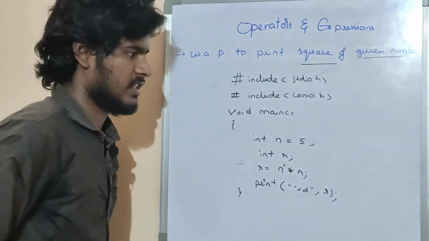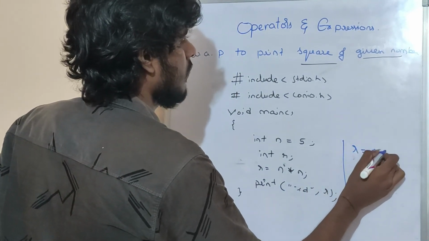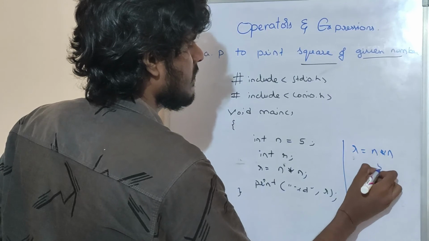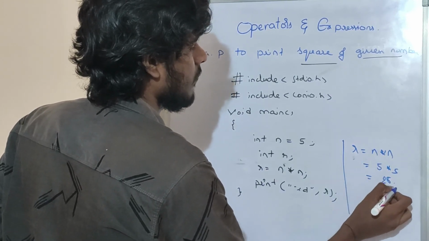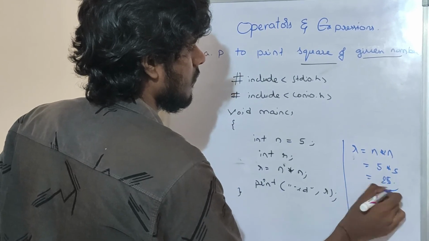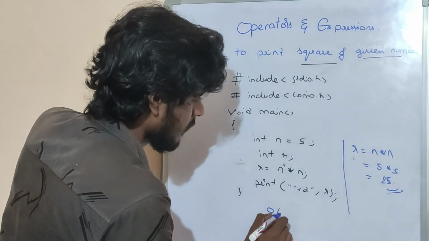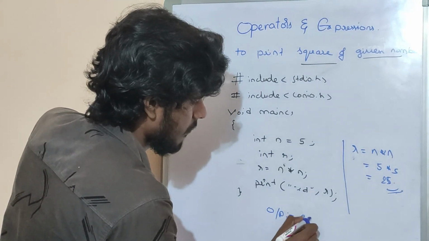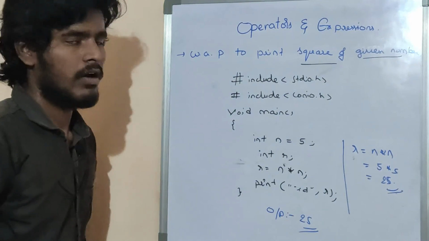Okay, what is the output for this program? Simple. r is equal to n into n. What is the n value? 5 into 5 is equal to 25. Okay, what is the output? By default we will get output as 25. This is a sample program for square of a given number.